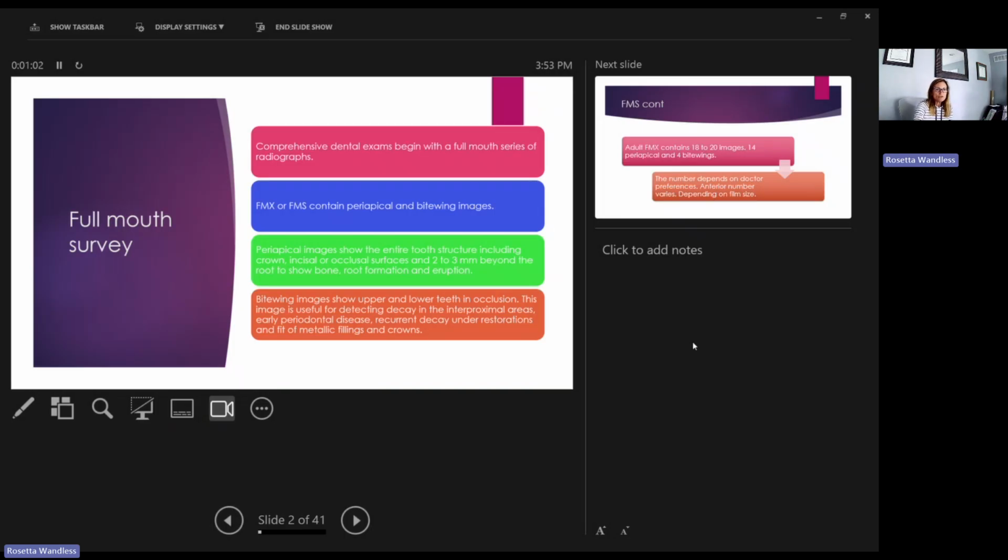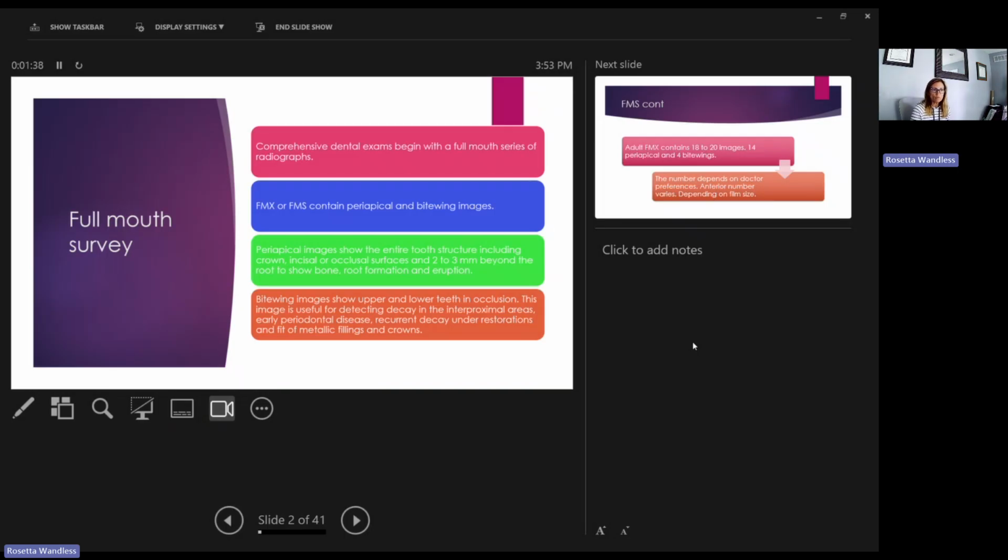So again, we're going to talk about the full mouth survey of x-rays. Anytime we take x-rays, just to recall, we want to make sure that we only take them when necessary, and we only take what we need. Comprehensive dental exams are always going to be with some type of full mouth series of x-rays or radiographs, or a mixture of a panoramic x-ray and some bite wings in order to complete an actual comprehensive dental exam.